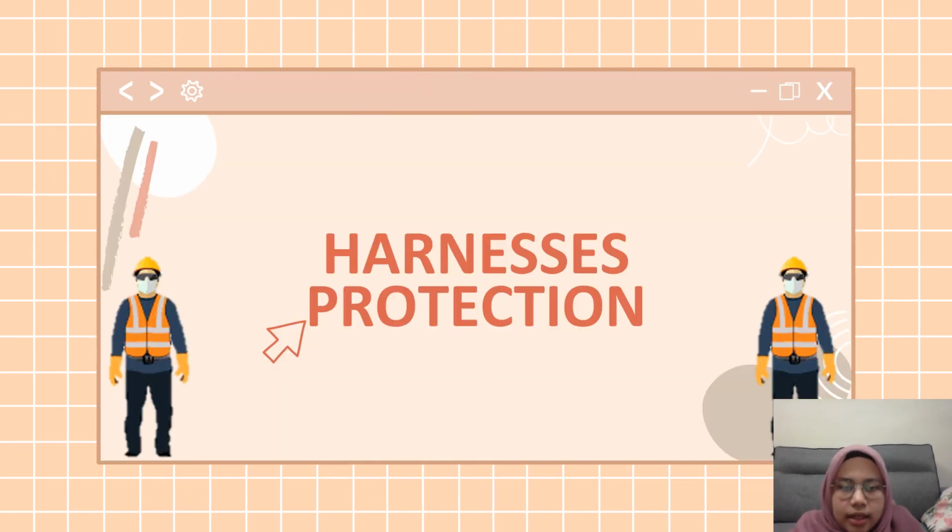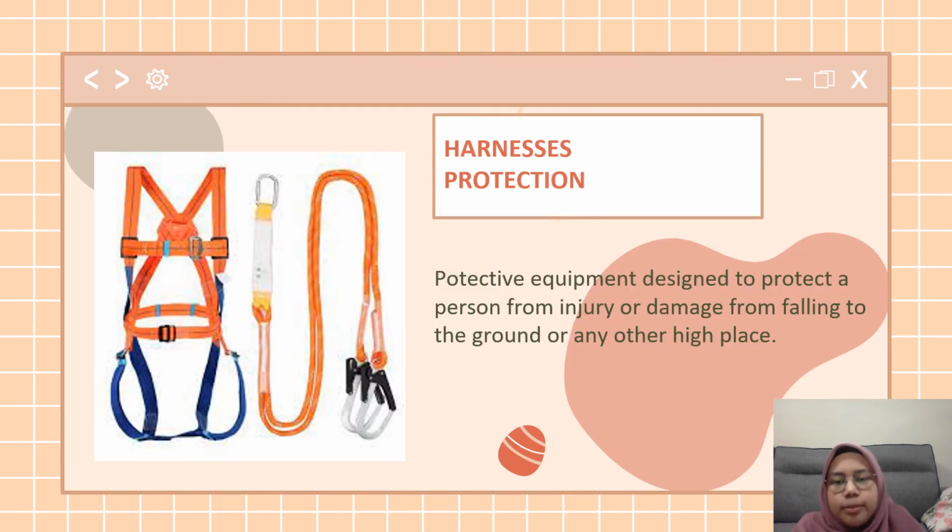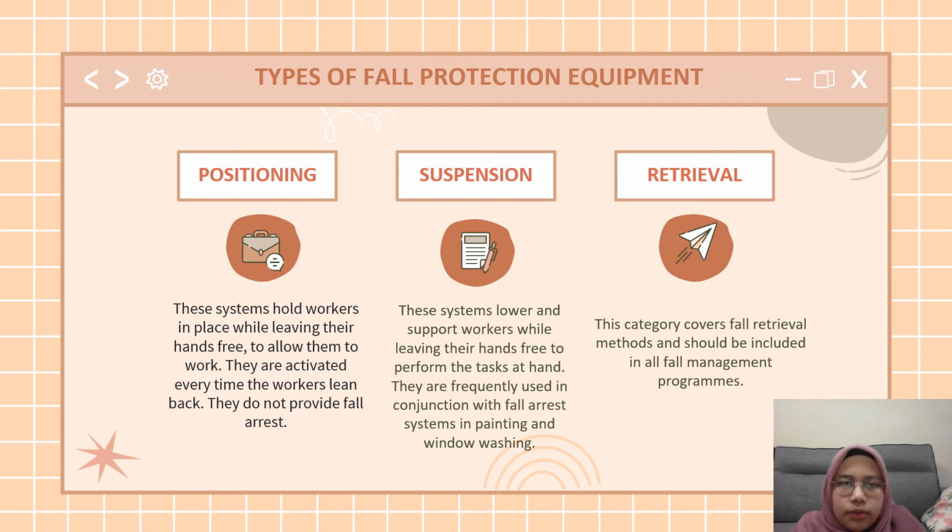And I think this is the last one, harness protection or fall protection. It is a protective equipment designed to protect a person from injury or damage from falling to the ground or any other high place. Types of protection equipment are positioning, suspension, and retrieval.